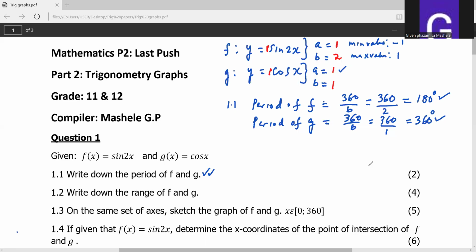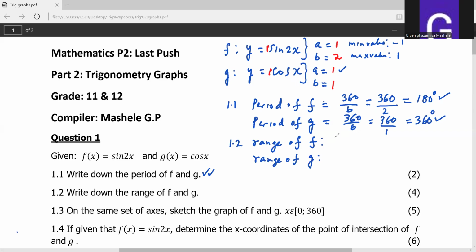Remember, practice makes perfect. Then 1.2 says, now write down the range of f and the range of g. Like I said, guys, the amplitude on sine and cos is what determines the minimum value and the maximum value, which is used to determine the range. So it means the range of f and the range of g is the same.